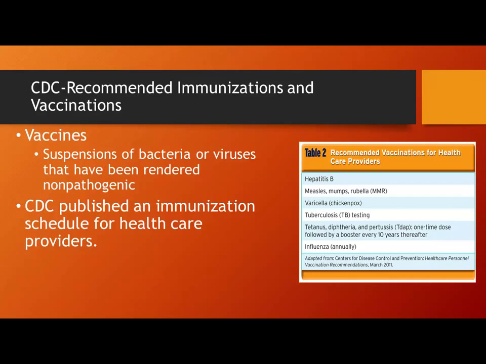Why do we get certain vaccines as healthcare providers? Well, the CDC tells us to. But they've identified these as high risk diseases for us that are in the field. That's why we get TB testing every year. That's why we get the MMR. And then we get the titers for it, the varicella, everything that you had to have proof of are high risk diseases.